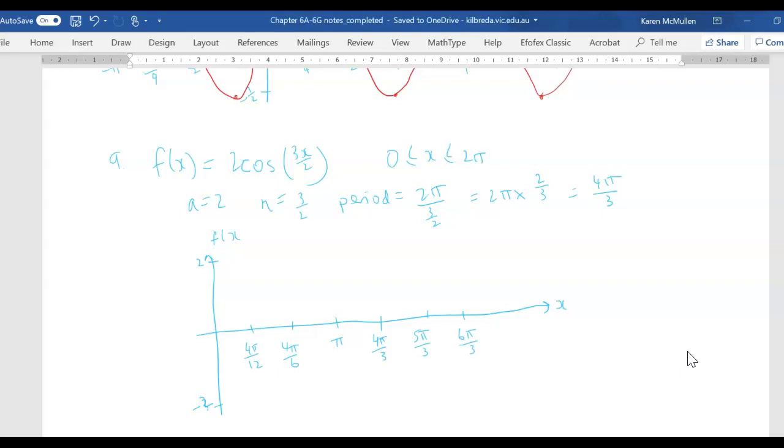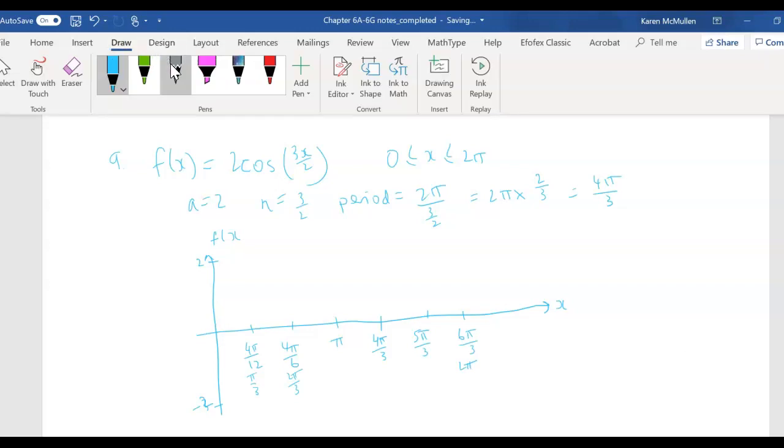So when you're doing your period, we know our period is 4 pi on 3, which I've got written here. Halving that, I basically just double my denominator. So I knew it was going to be 4 pi on 6. And remember, 4 pi on 6 is the same as 2 pi on 3 in simplest form. 4 pi on 12 is the same as pi on 3. And then you can see that I'm going up by pi on 3 each time. So 1 pi on 3, 2 pi on 3, 3 pi on 3, which is the same as pi. 4 pi on 3, 5 pi on 3, 6 pi on 3, which is the same as 2 pi.